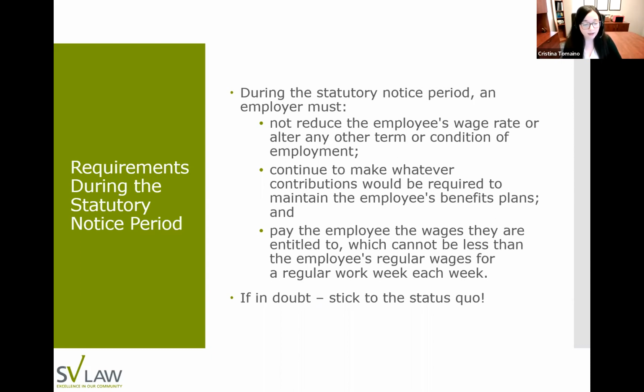So if you are providing pay in lieu of notice, you'll need to ensure that every aspect of an employee's compensation package is reflected in the termination pay.